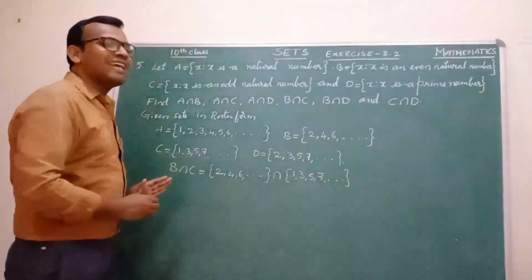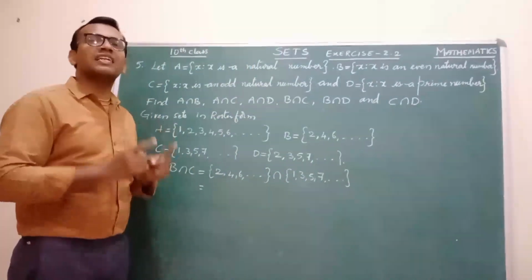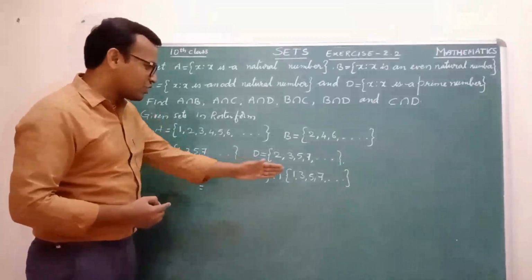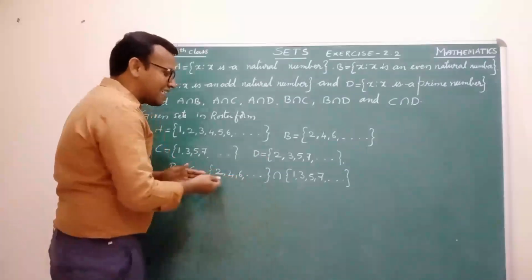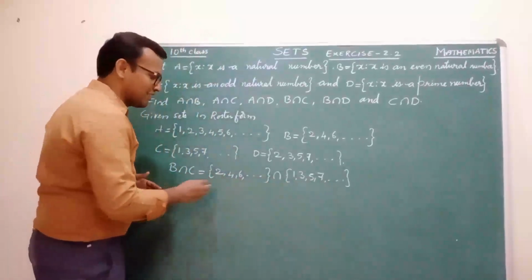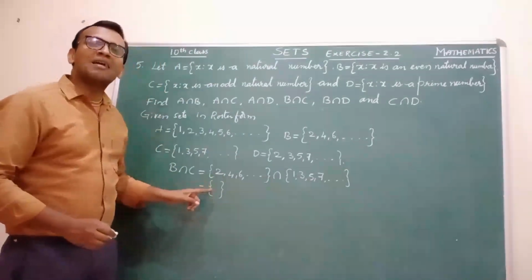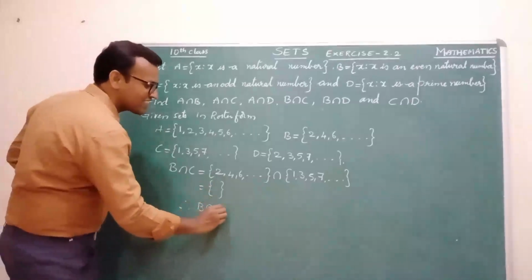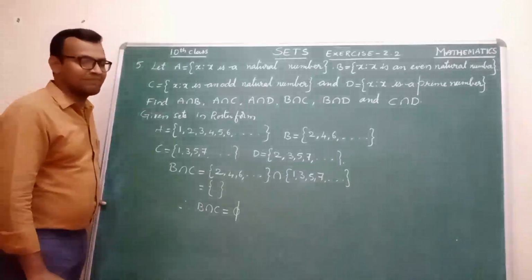Now let us see the intersection of these two. Intersection is the set of all the common elements. So which element is common? 2, 4, 6, no element is common. Why? Because with all even numbers and odd numbers, there will be no element in common. So the intersection is obviously an empty set. So we can conclude: B intersection C is phi, a null set.